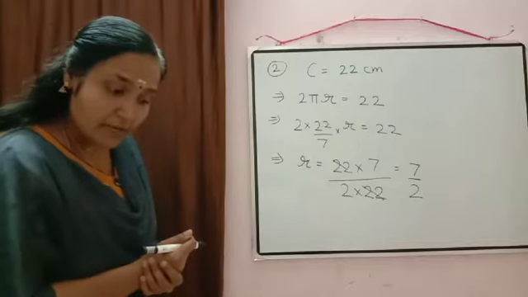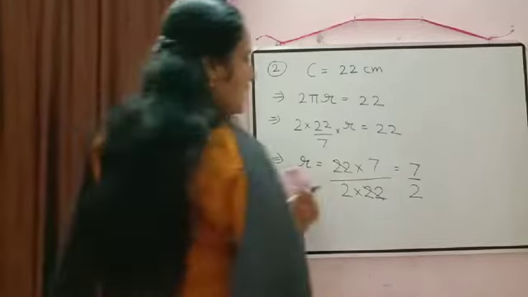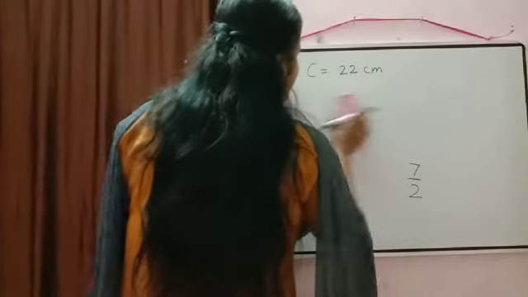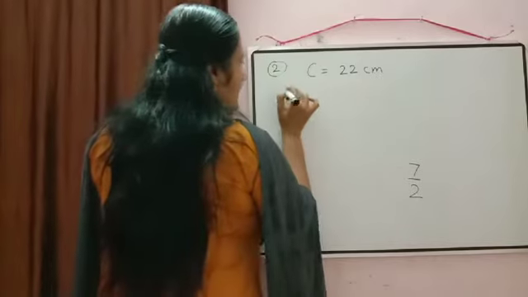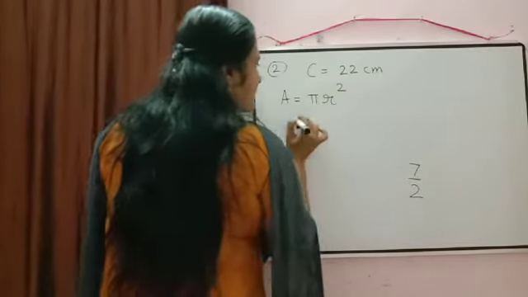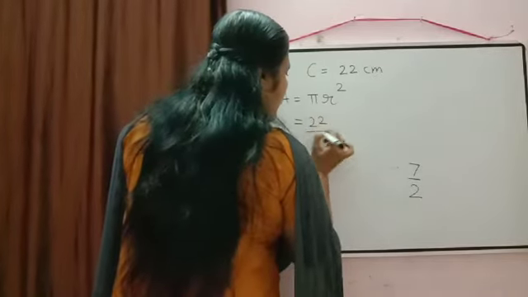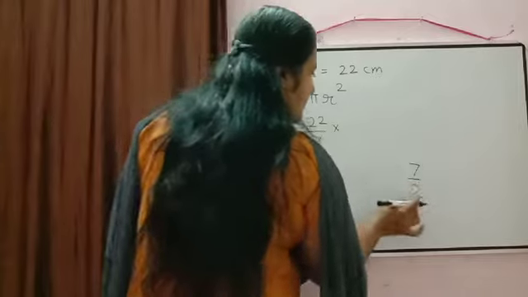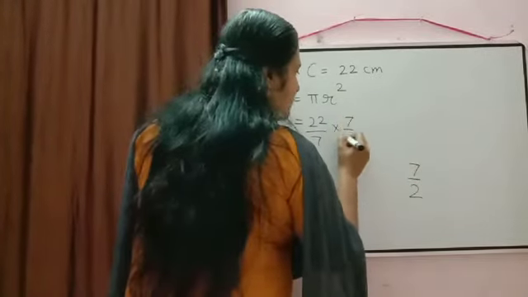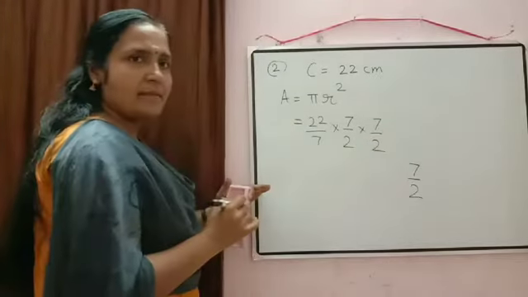But what we have to calculate? We have to calculate the area. Now we will calculate the area. So we got radius is equal to 7 by 2. So just write down there, area is equal to, formula is pi r square. Just substitute the value 22 by 7 into, again radius we got 7 by 2. So 7 by 2 square meaning we have to multiply 7 by 2 two times. So it will come in this way.